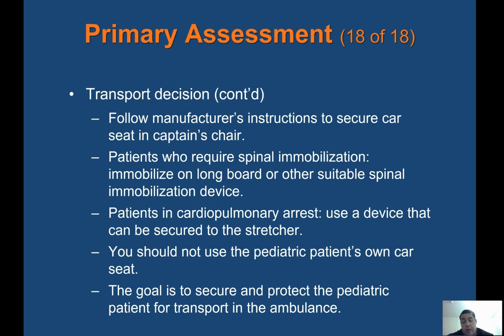The only time you would use their car seat is if it's not damaged. If their car seat is damaged after an accident, you will not use that. You will put them on the gurney.